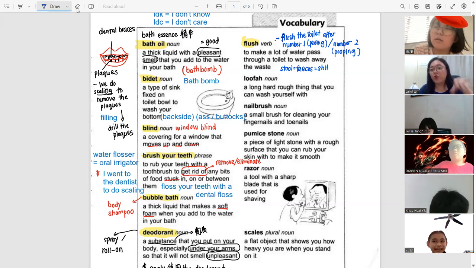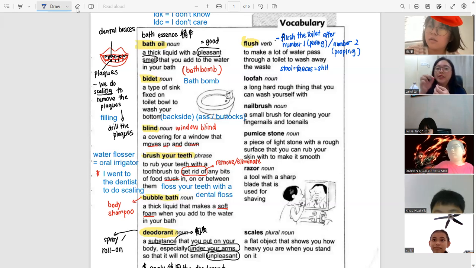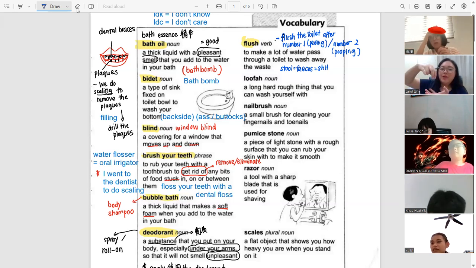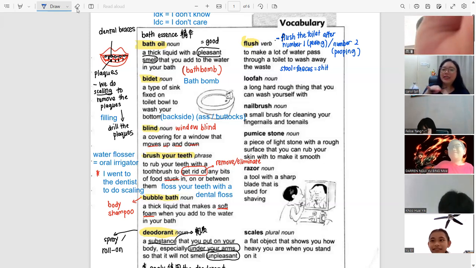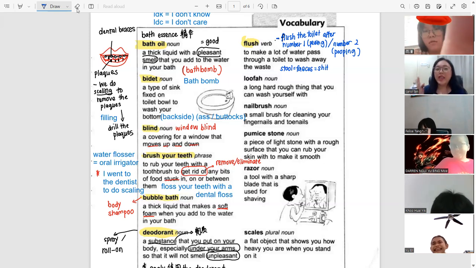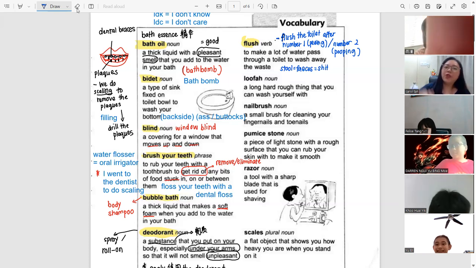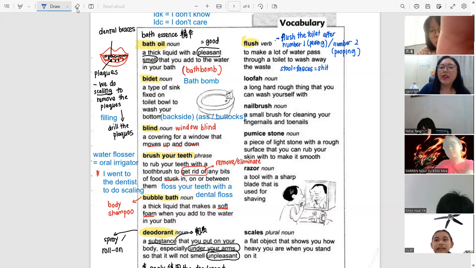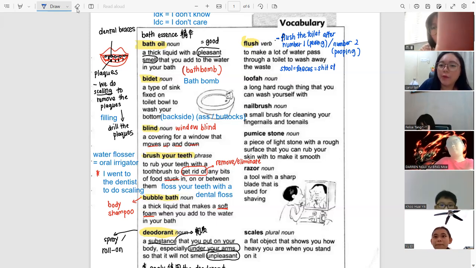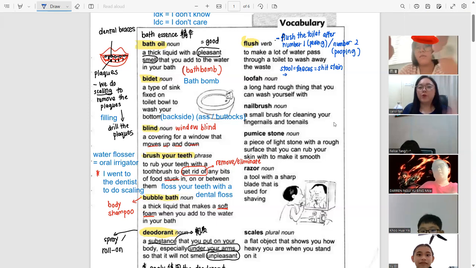Sometimes it cannot go. You have the shit stain on the toilet bowl, correct? It's like 卡着, 黏着 on the toilet bowl. You try to flush and it cannot go away, right? The stool stain or the shit stain on the toilet bowl. So what will you do? So what do we use for that?